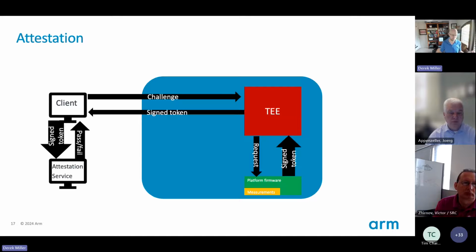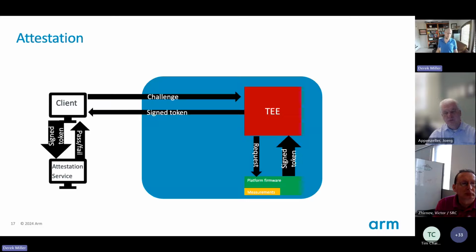If it passes, then the client can extract the measurements or other data from the token and then compare it against expected values. As part of this, there can also be a Diffie-Hellman key exchange to establish a shared secret between the client and the trusted execution environment, or the signed token may contain a hash of a public key, in which case the client can be assured of the public key of the trusted execution environment.